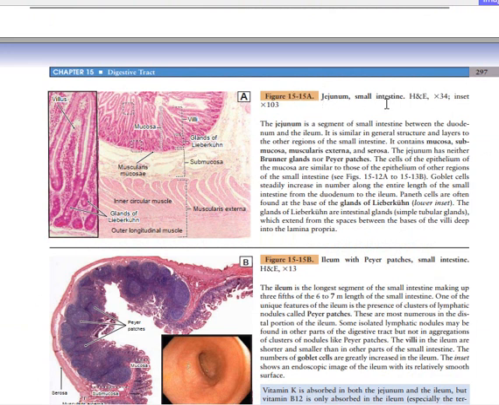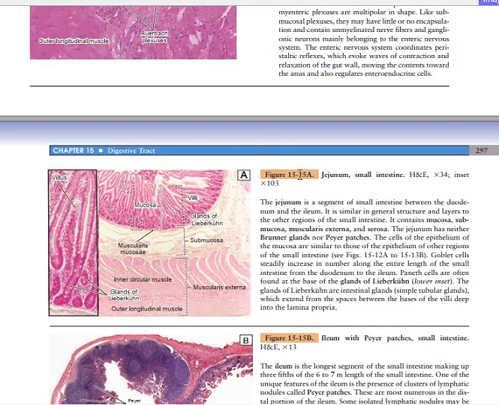Now the duodenum and the small intestine. At the level of the duodenum, you have many villi. You can see many villi here. The difference between the duodenum and the ileum is that the villi in the duodenum are very extensive, and they are very long compared to the ileum.